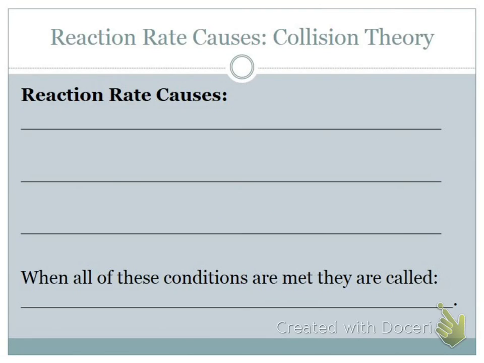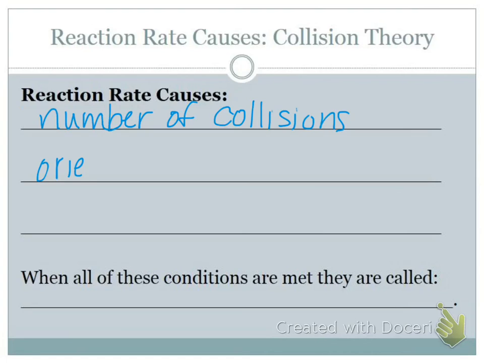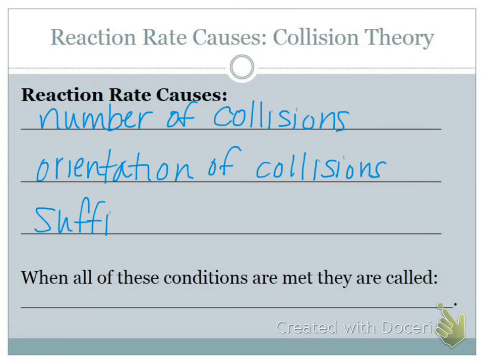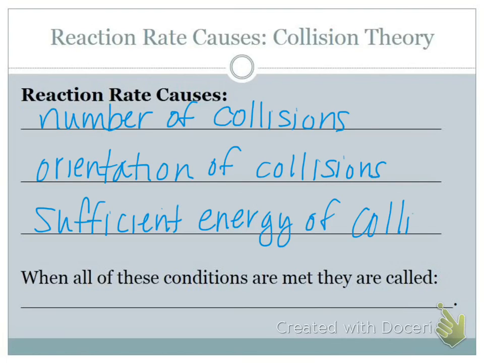So, in the video we talked about some of the causes, and we had to talk about the collision theory. The first one is, first and foremost, you have to have collisions, so number of collisions. The more collisions you have, the better. Those collisions have to have proper orientation. So the orientation of the collisions matters. And then lastly, you have to have sufficient energy of the collisions. If you do not have enough energy, the reaction won't happen. Together, this is all part of the collision theory.